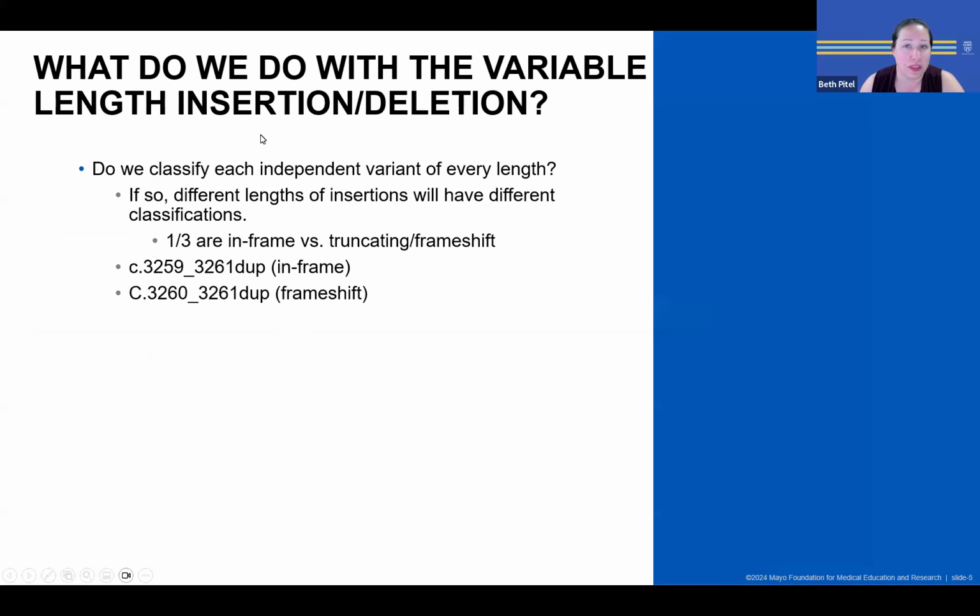So what do we do with this variable length insertion or deletion? Do we classify each independent variant of every length and report them out separately or together after that? If we do, then the different lengths of insertions will have different classifications likely. If something is in frame and not truncating, that may have a very different classification independently than a truncating variant in a tumor suppressor gene and an MMR gene. So just a couple of things to consider here.